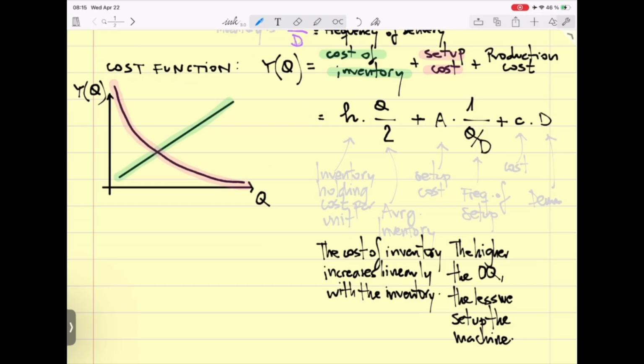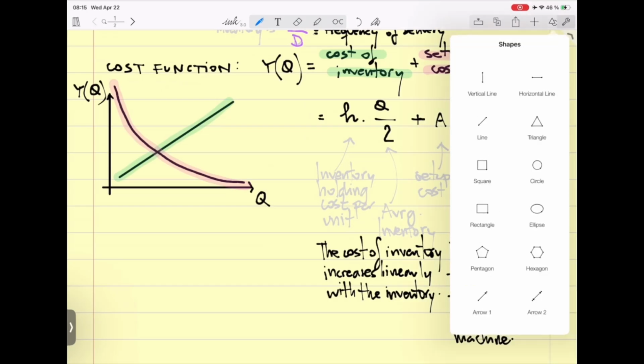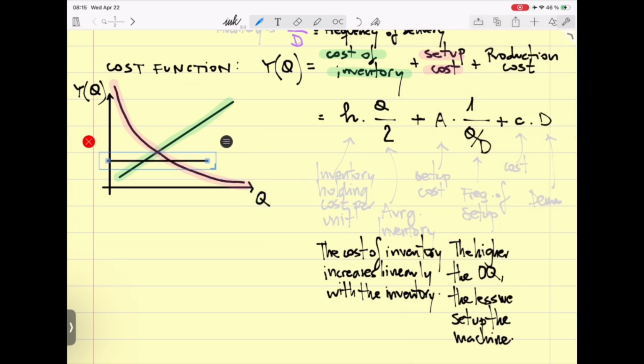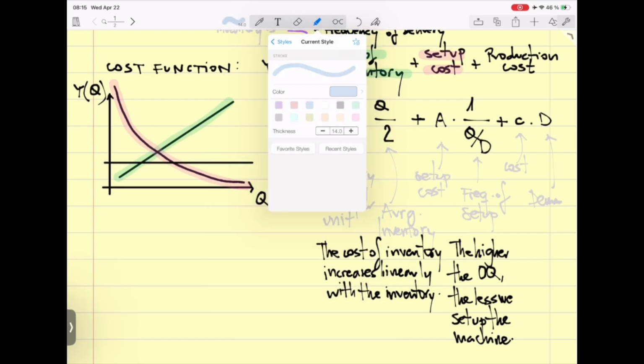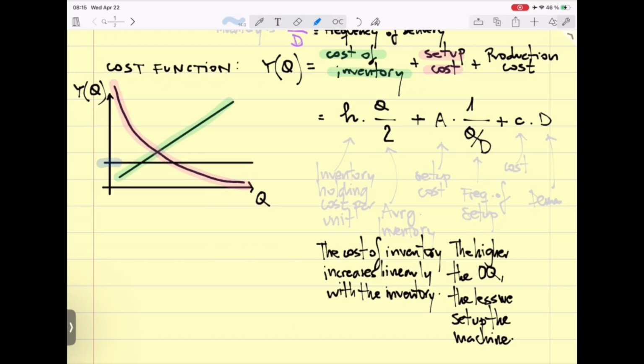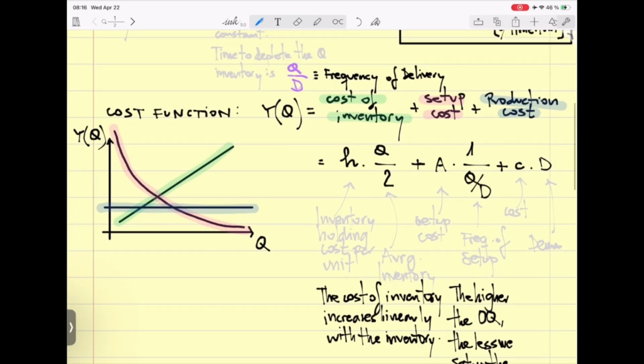And the last is just a constant. It doesn't depend on Q. So this is very simple. The production cost is in this model constant and looks like this. Any questions?